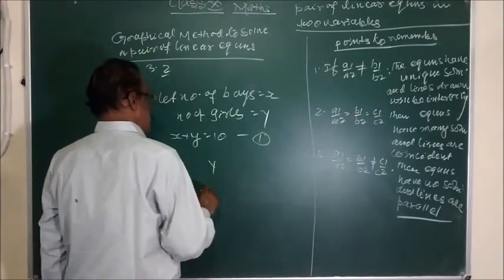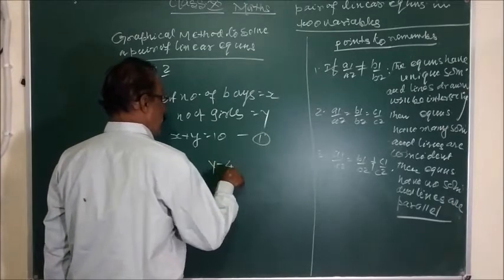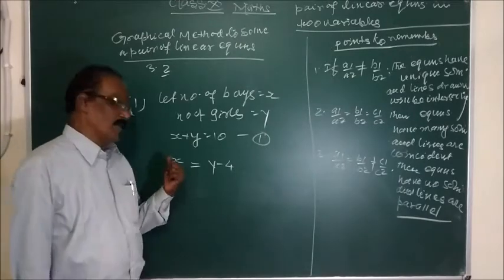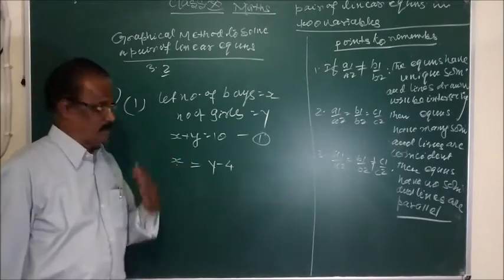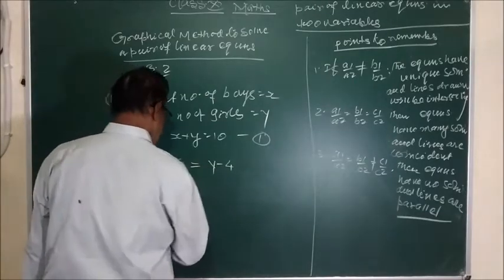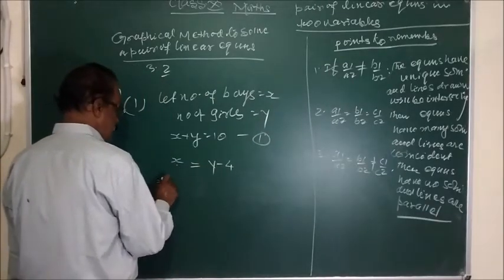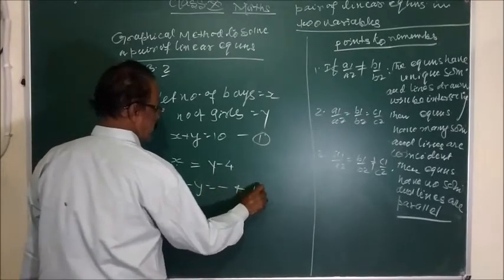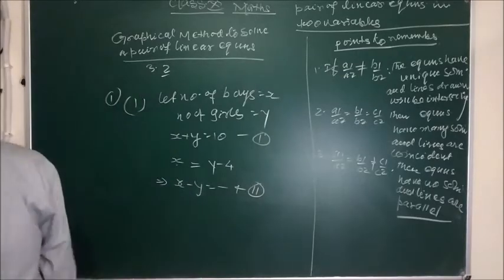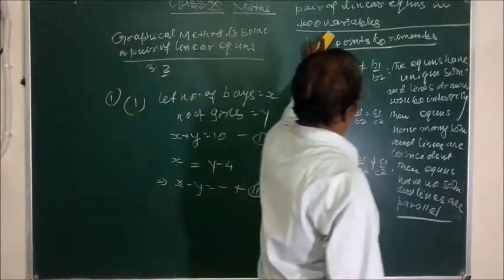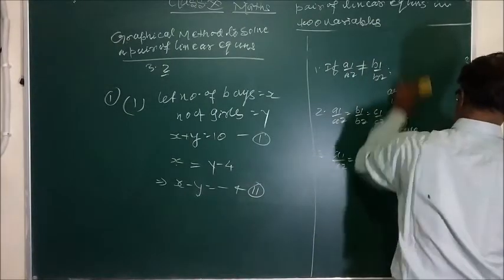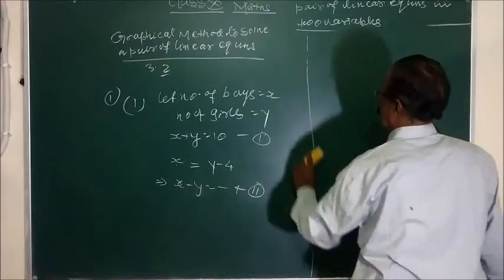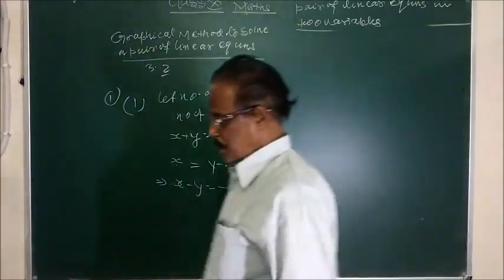There are two methods. You can subtract 4 from Y, then both will be equal, or you can add 4 to X, then they will be equal. So any method you can use here. So equation second: X minus Y, transferring, minus 4. Equation second. Understand? So first you will form the equation. I have already explained yesterday. And now you find the number of boys and number of girls by the graphical method.